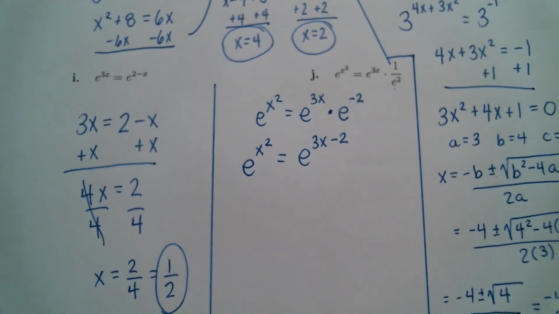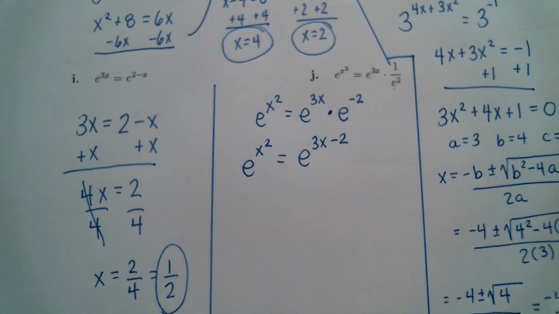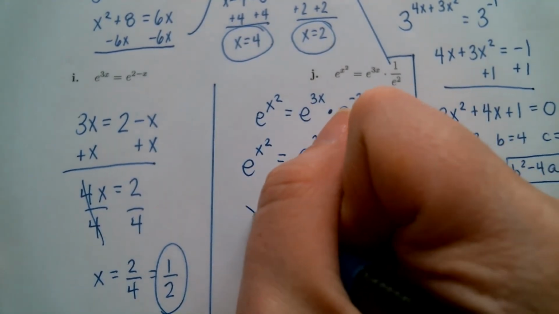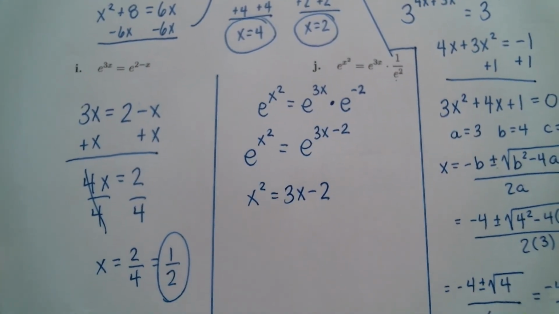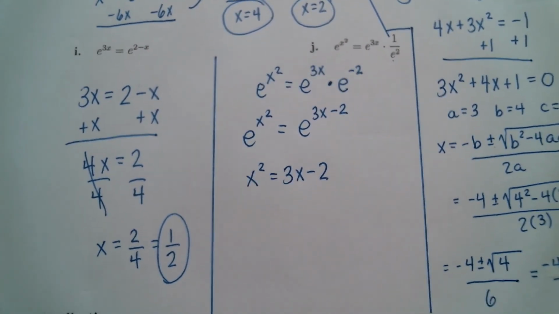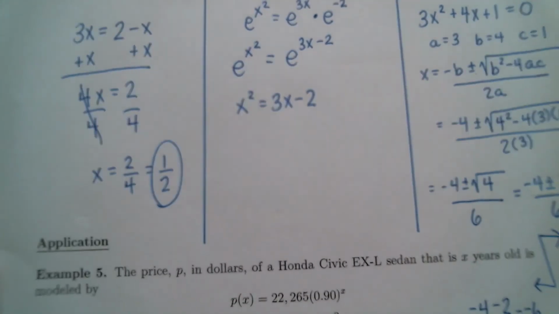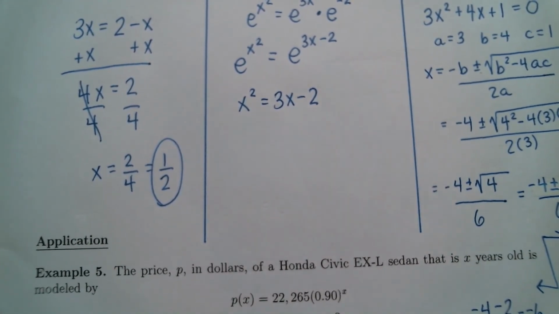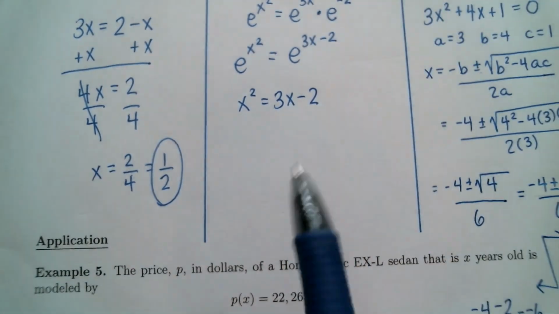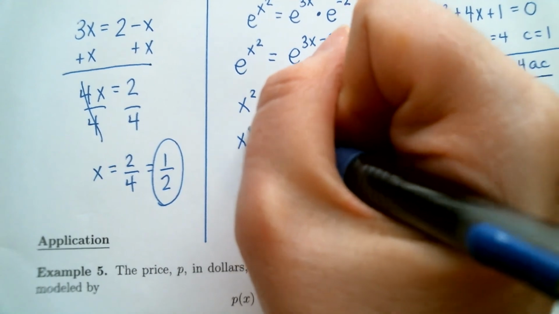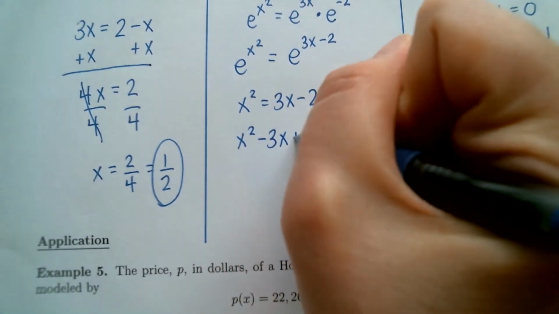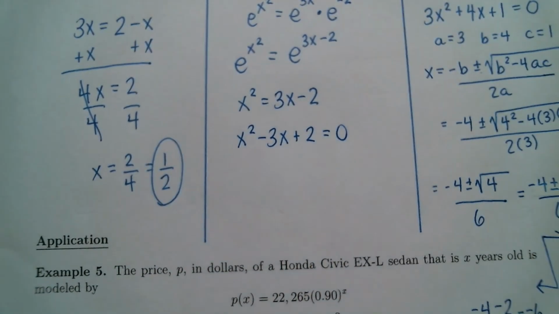And now I have 1 power of e equal to another power of e. So I can go ahead and equate the exponents. That leaves me with a quadratic equation. So you can either factor or use the quadratic formula, but you first have to get everything on one side. So from both sides, I'm going to subtract 3x and add 2. So that's going to give me x squared minus 3x plus 2 is equal to 0. And then I'm going to factor this one. This one looks like it'll be okay to factor.